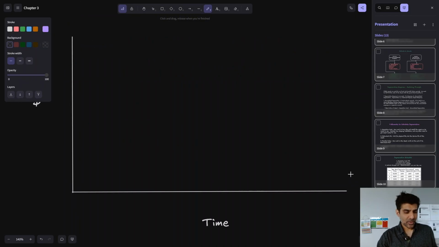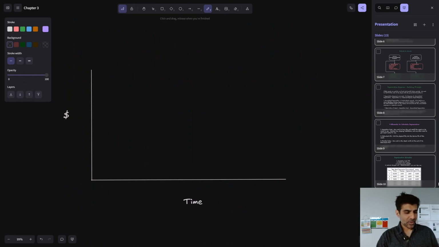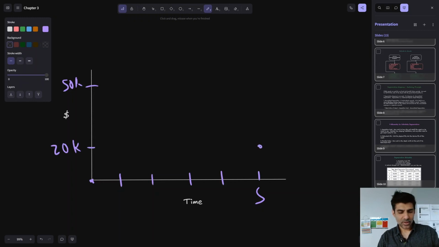Okay, so plotting this on our graph here, at t equals 0, let's say our van is 50K. Let's say we intend to use it for 5 years. Let's say at the end of 5 years, we think it's going to be worth 20K. So it's going to be here. So we're starting here. We're going here.